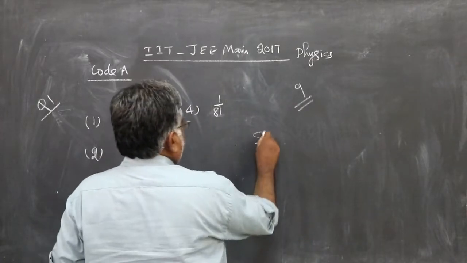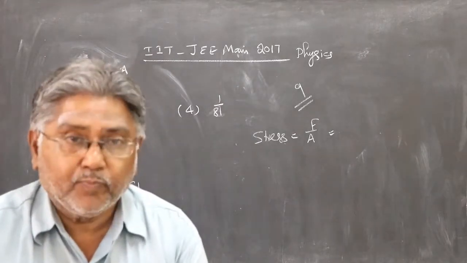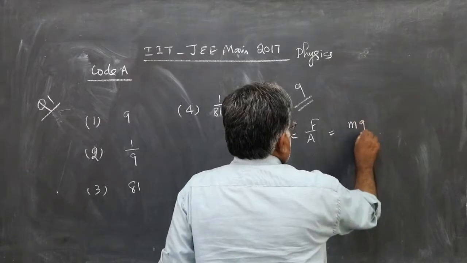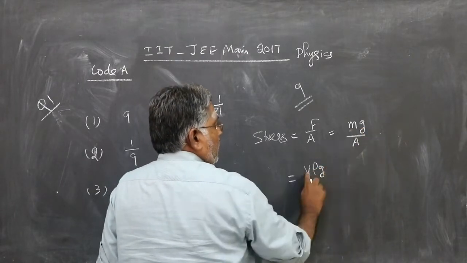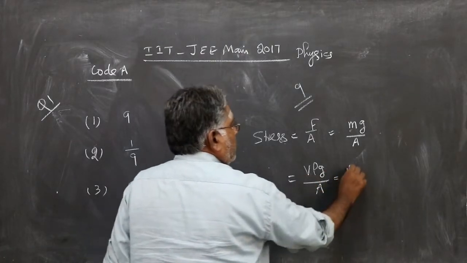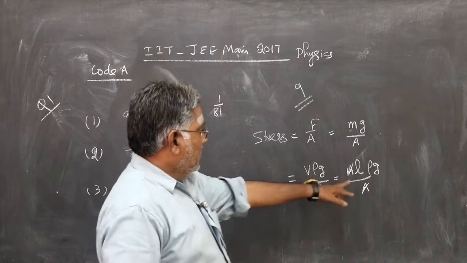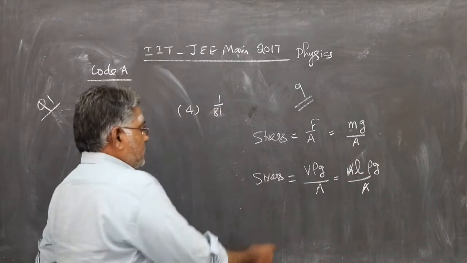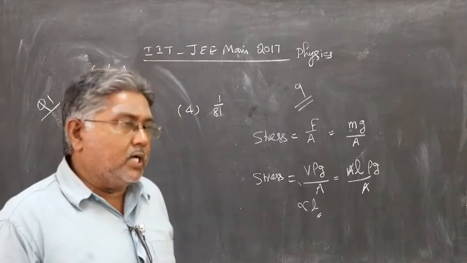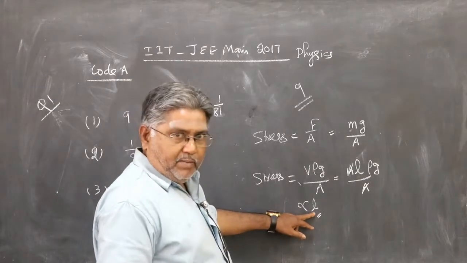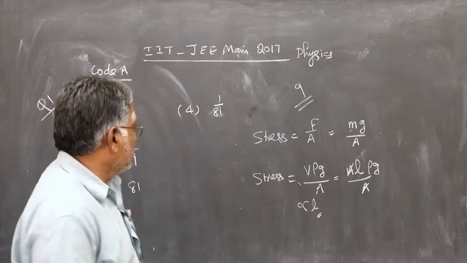Stress in the leg. We know that stress is force per unit area. Force is mg, and area you write as it is. Mass is volume into density into g. This volume you can write as A into L, so stress is rho into g into L A by A, and this A will go off. Rho is constant, g is constant. So I can write stress is proportional to L. So when linear dimension increases by a factor of 9, stress also will increase by a factor of 9. So option 1 is correct.